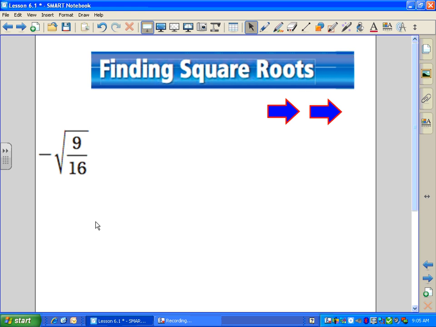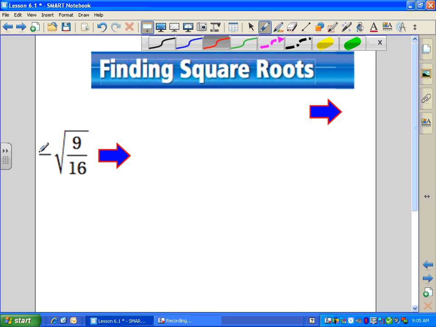All right, guys, take a look at this example. They want us to find the square root of negative 9 over 16. I'll show you a couple different ways to work the problem. You pick which strategy you like the best. All right, first strategy, I'm going to ignore the negative like it's not even there. So for now, I'm just going to pretend it's not even there, and I'm going to cover it up.